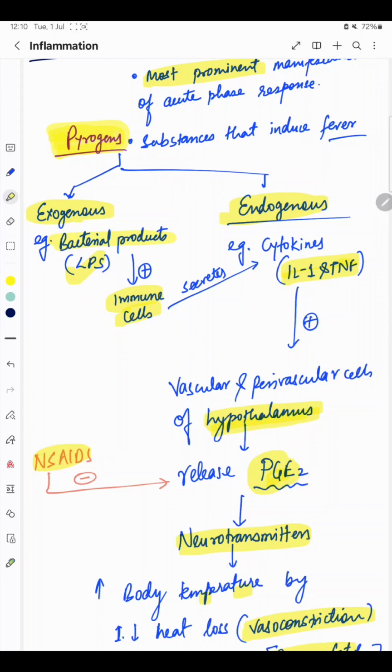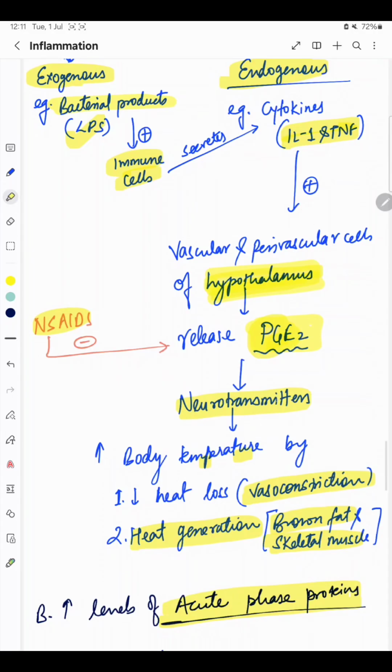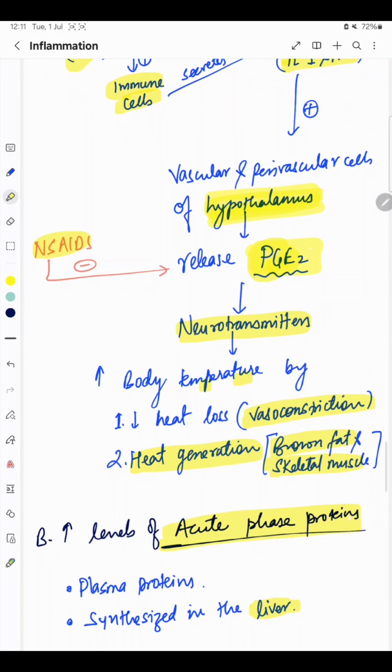the vascular and perivascular cells of the hypothalamus and release prostaglandin E2. This prostaglandin E2, by various neurotransmitters, increases the body temperature by decreasing heat loss through vasoconstriction or by heat generation through brown fat and skeletal muscle. NSAIDs are the drugs that inhibit the release of this prostaglandin E2 and thus prevent development of fever.